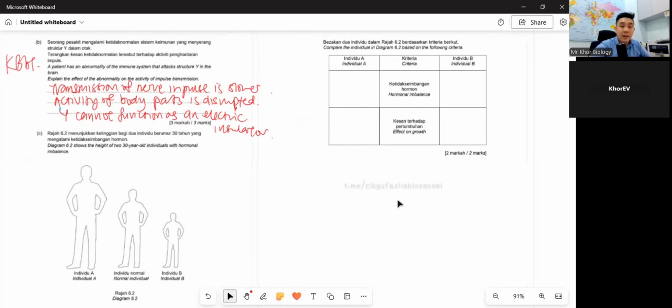Okay, as for part C, individual A is wow, a giant. So we call this gigantism. Opposite is dwarfism. What do they want here? Hormone imbalance. Oh, excessive growth hormone. This one is excessive GH, growth hormone. And the other one is low growth hormone.